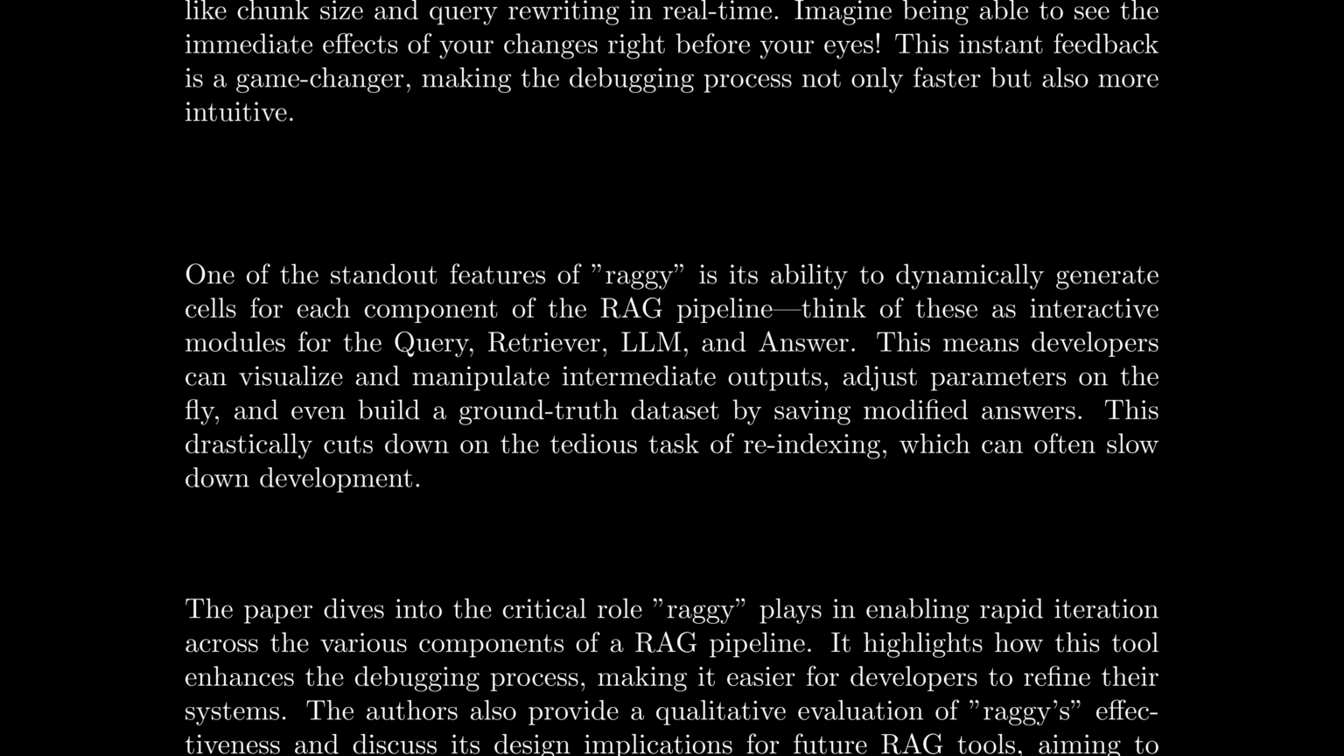One of the standout features of RAGI is its ability to dynamically generate cells for each component of the RAG pipeline. Think of these as interactive modules for the query, retriever, LLM, and answer. This means developers can visualize and manipulate intermediate outputs, adjust parameters on the fly, and even build a ground truth dataset by saving modified answers. This drastically cuts down on the tedious task of reindexing, which can often slow down development.